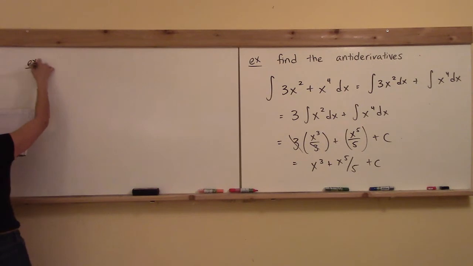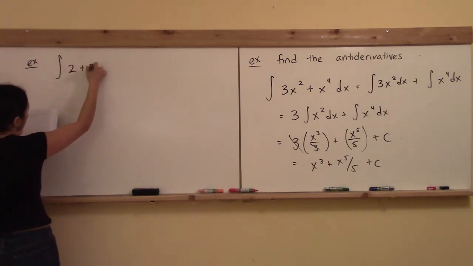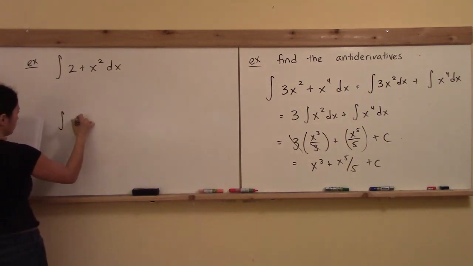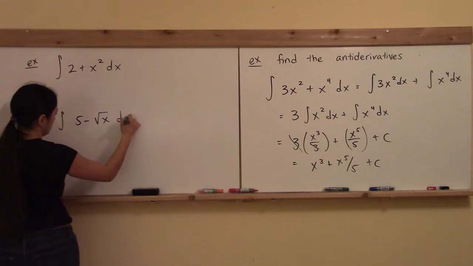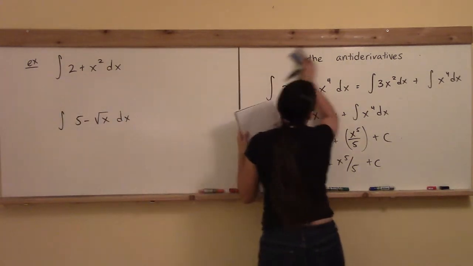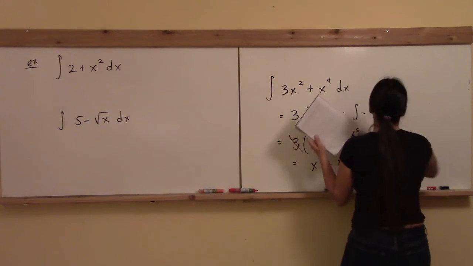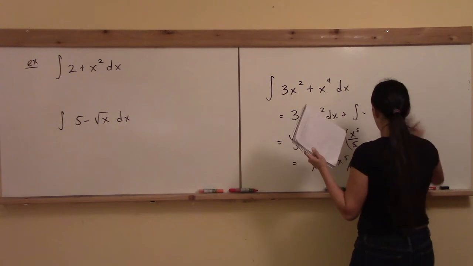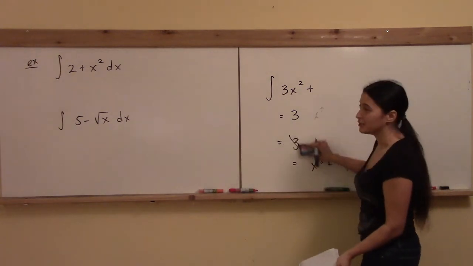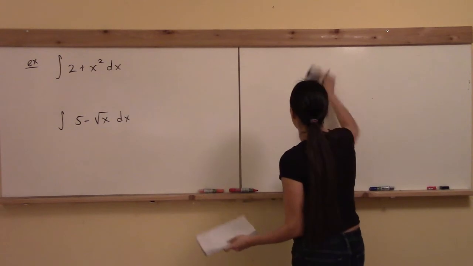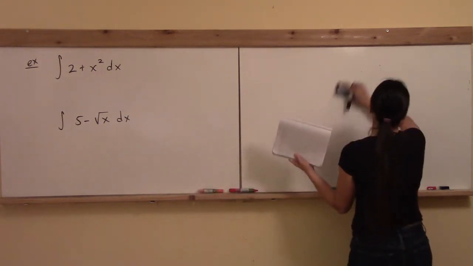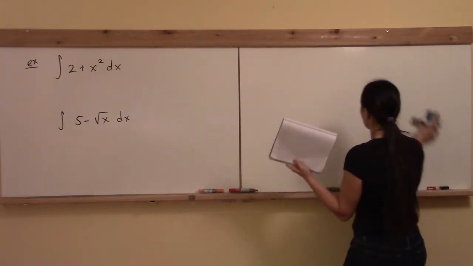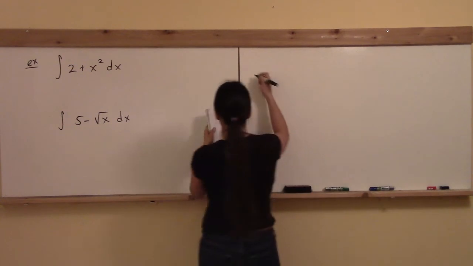Okay, so here's some harder examples. What about the integral of 2 plus x squared dx? Can you integrate that? What about the integral of 5 minus the square root of x dx? How about that one? Keep in mind that every time you guess an answer or derive an answer, however you integrate, you can always check your answer by taking derivatives, and you definitely should, because it'll tell you if you got it right, and if it's not right, it'll probably lead you with hints as to where you might have gone wrong.